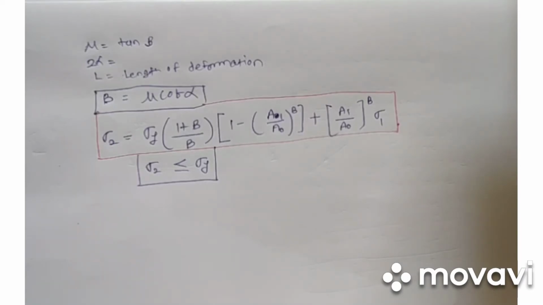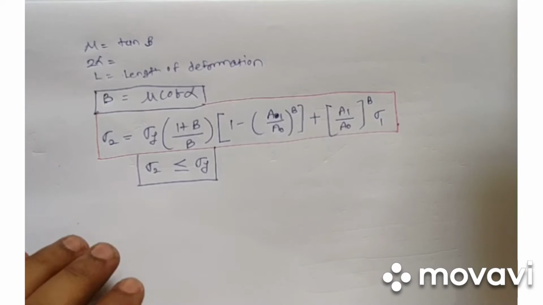So that is why this sigma 2 should be less than sigma y, and in the maximum case sigma 2 can be equal to sigma y. Now we are pulling this wire, so definitely there is a drawing load. We are drawing the wire, so how much is that drawing load?